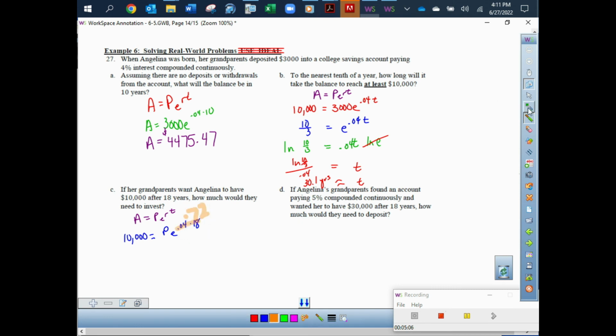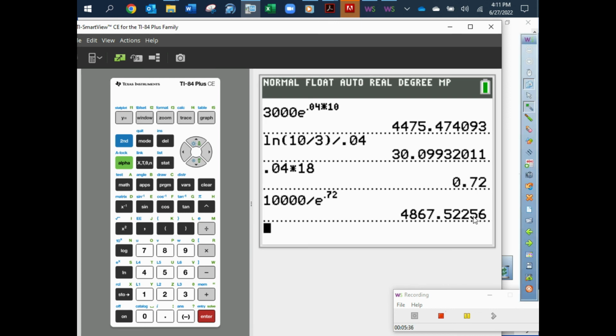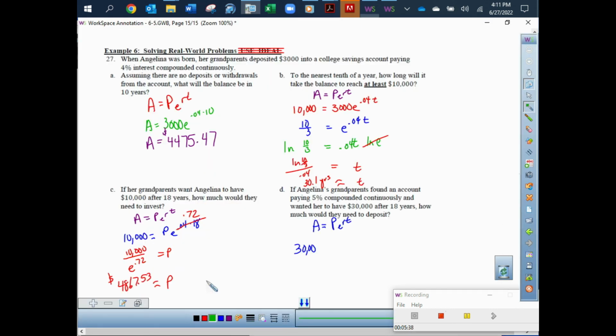And then all we've got to do is divide both sides by e to the 0.72. So our P will equal 10,000 divided by e to the 0.72. See how this was a times e to the 0.72? I'm going to divide. So I'm going to punch it in: 10,000 divided by e, I've always got to hit second for that, to the 0.72. And that's what I got. So I'll round that up because they need to have a little bit more money to invest. So $4,867.53 is what her grandparents have to invest.